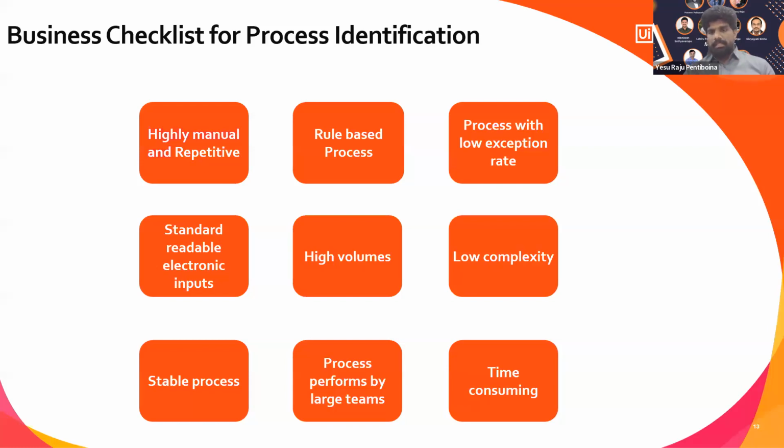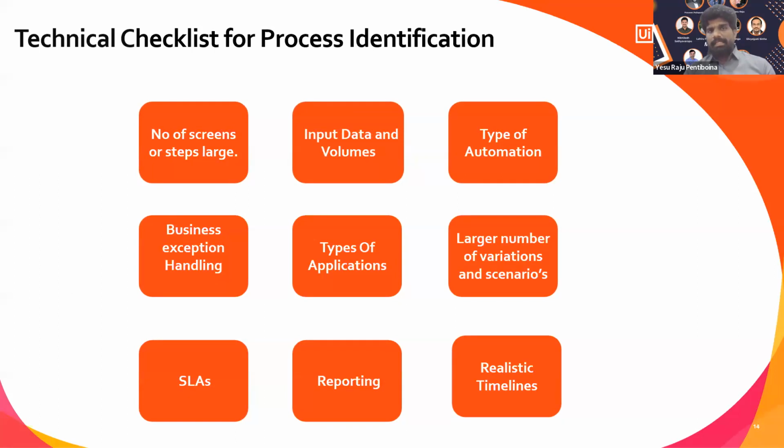What we call this is the business checklist. And the next one is the technical checklist. So till now we discussed a business perspective. So what are the volumes? What is the data? All the business-related things we discussed. But now we are going to discuss the technical perspective. As a solution architect, what you have to see is whether this particular process is a good candidate for automation or not.